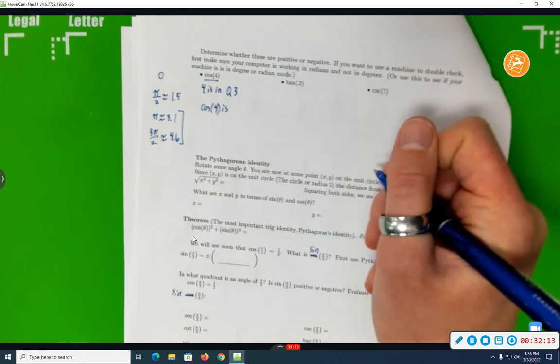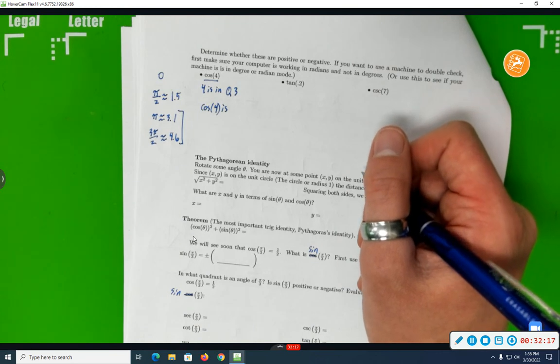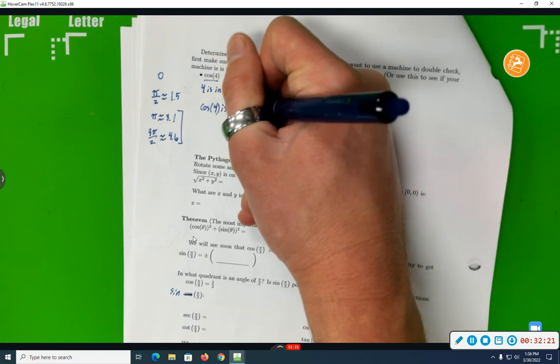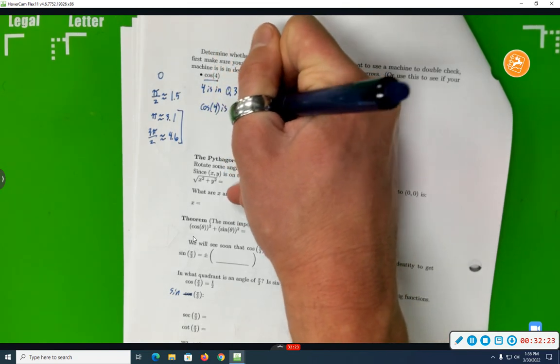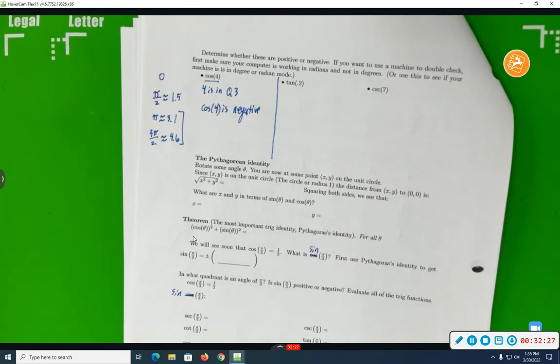So cosine of 4, positive or negative? Nice. That idea make sense? Do people feel comfortable with the idea of doing the same thing for an angle of 0.2 and an angle of 7? People want me to talk through those examples as well?